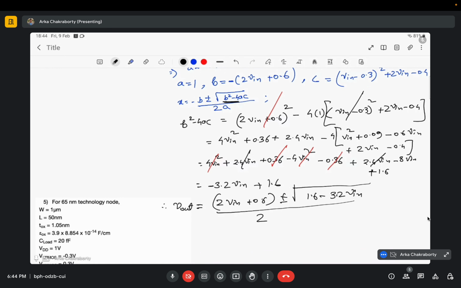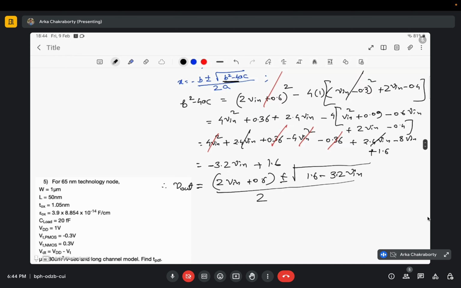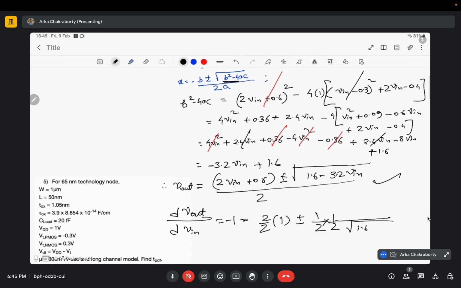So now let me solve it. This is the expression of V out, and now we know at the point where we get this noise margin, low noise margin, where we get VIH, VIL, VOH and VOL, the gain is -1. That is its fundamental definition, is equals to -1. So I will differentiate this expression in terms of V in. It's very simple. So it will be 2 by 2, dV in by dV in is 1, 0.6 is constant, it will cancel out, so plus minus something x to the power half is half, x to the power minus half, so it will become half, and this 2 will also come, so again half, 1.6 minus 3.2V in, from here it will come minus 3.2.